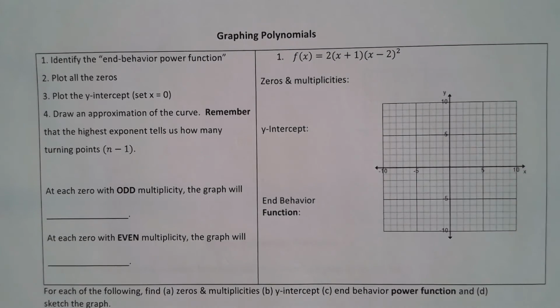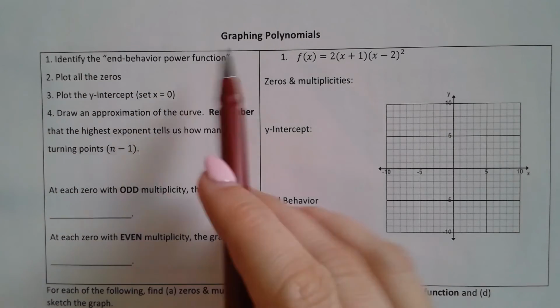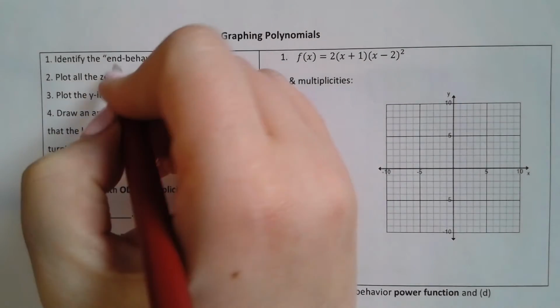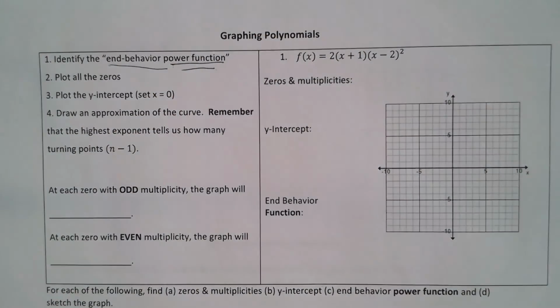When we are graphing our polynomials, we're going to identify the end behavior power function. Notice this doesn't just say end behavior. It says end behavior power function. So that's different than what you did in Algebra 2. I'm not asking for end behavior. I'm asking for the power function.